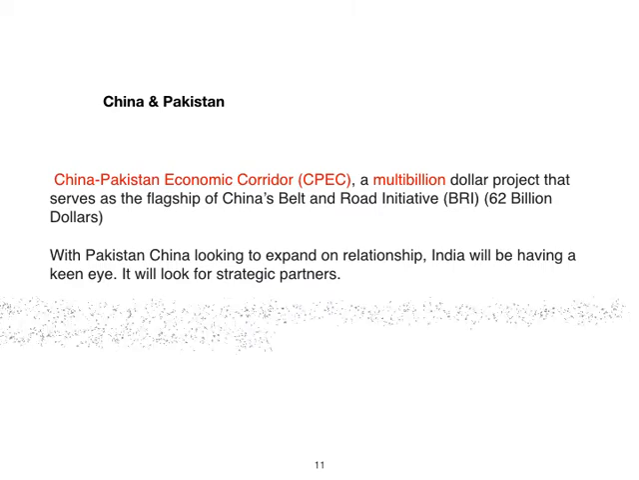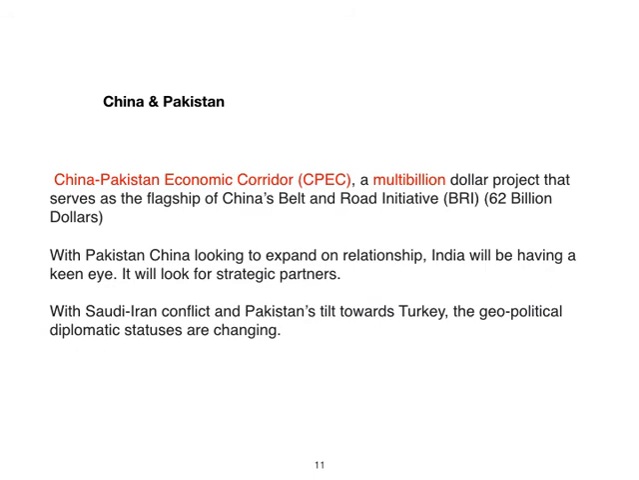And similarly, with the Saudi-Iran conflict and Pakistan leaning towards Turkey, the diplomatic statuses are changing, and this is where Pakistan's reliance on China is even much stronger. Pakistan had a strong reliance on the Saudi relationship, but more recently Pakistan has acknowledged Turkey, and the geopolitical circumstances are changing, which is a big shift in Pakistan's policy.